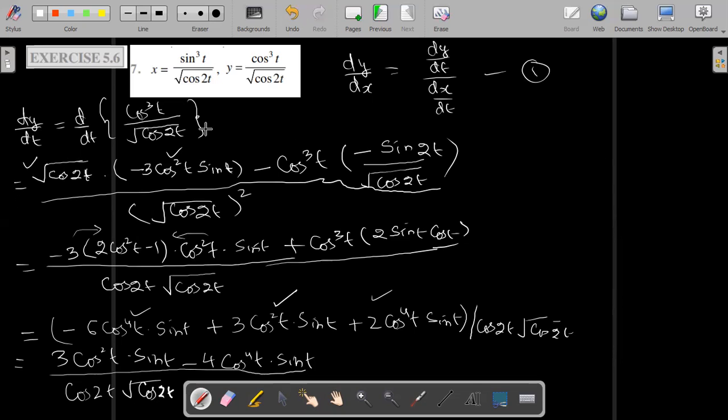Similarly, for dx by dt, you have to find dx by dt and then substitute here. So dx by dt means you have to find d by dt of x. x is sin cube t divided by under the root cos 2t.